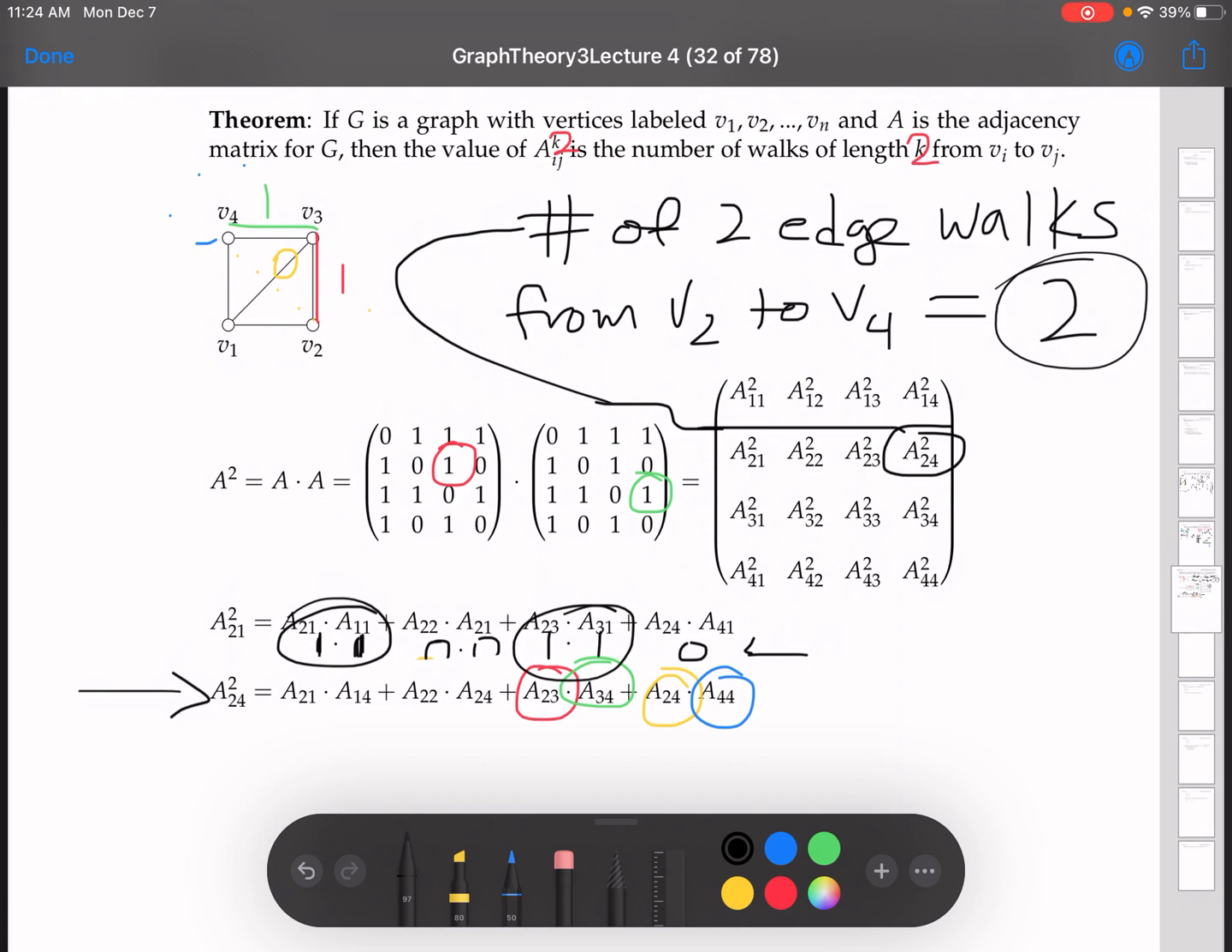All right, so that's how this theorem is working. It's really just a matter of this beautiful way of interpreting multiplication for matrices.